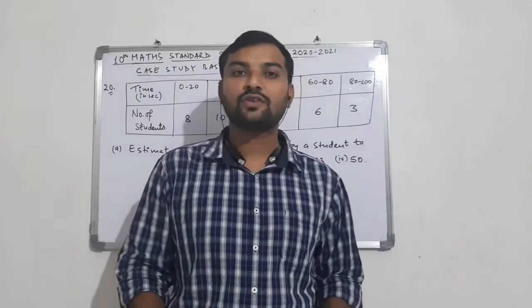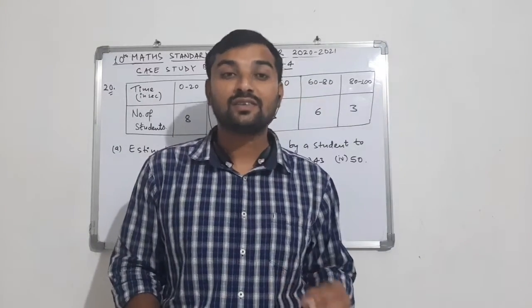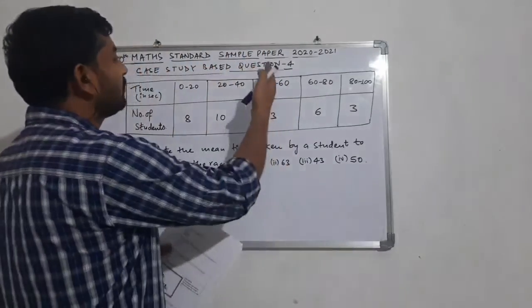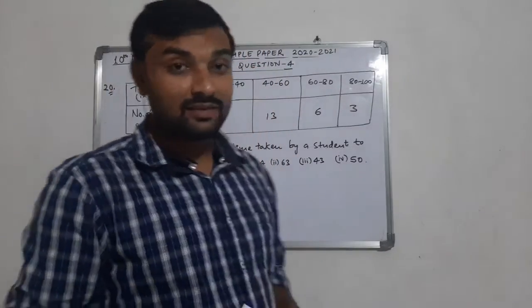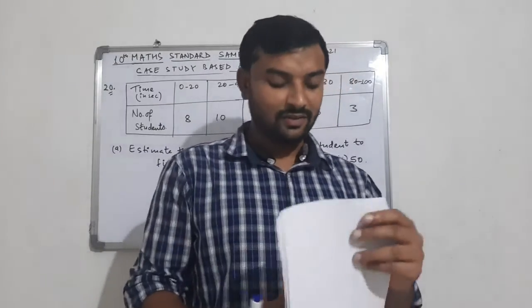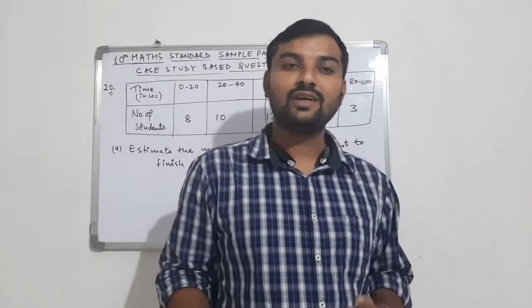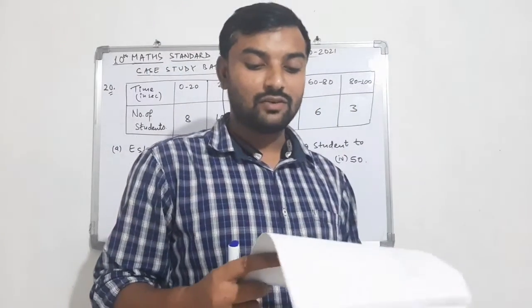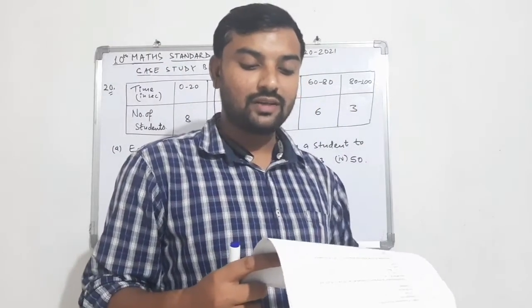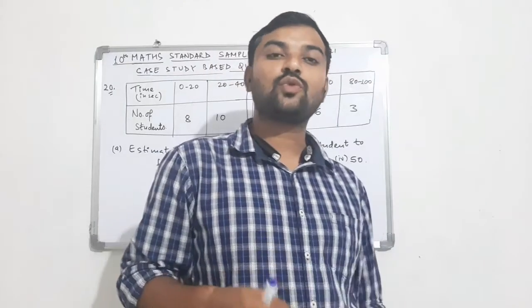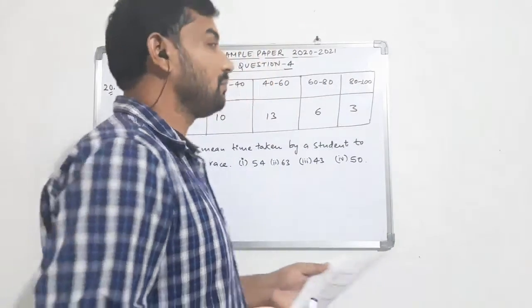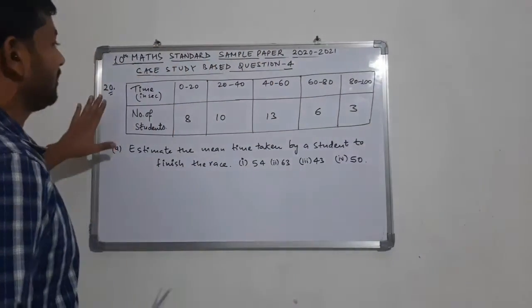Let us come to question number 20, which is the last question of the case study type. Here, this is the fourth question, and it is related to statistics. We have data related to a 100-meter race. A stopwatch was used to find the time that it took a group of students to run the 100-meter race. So the data based on that is given in tabular form.